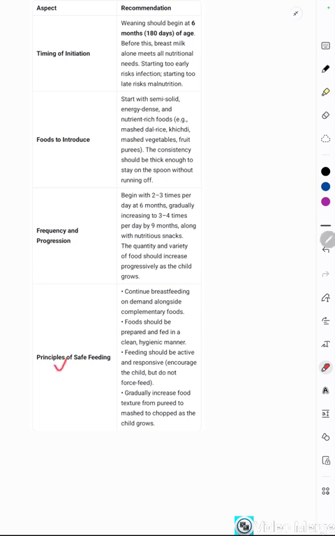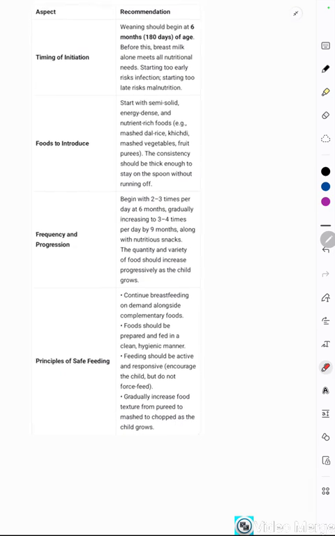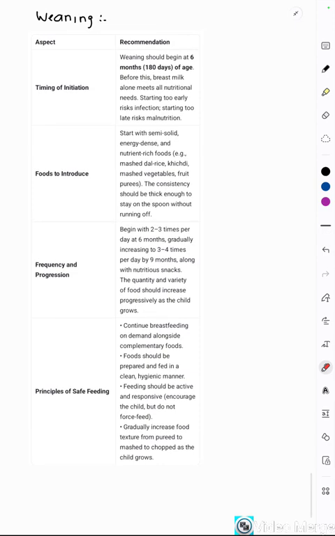Now the principles of safe feeding. The principles of safe feeding are: continue the breastfeeding even when the complementary foods are given. The food should be prepared and fed in a clean, hygienic manner, and do not force feed the child. Only feed when the child demands it. This helps prevent overfeeding or force feeding. So this is all about breastfeeding.